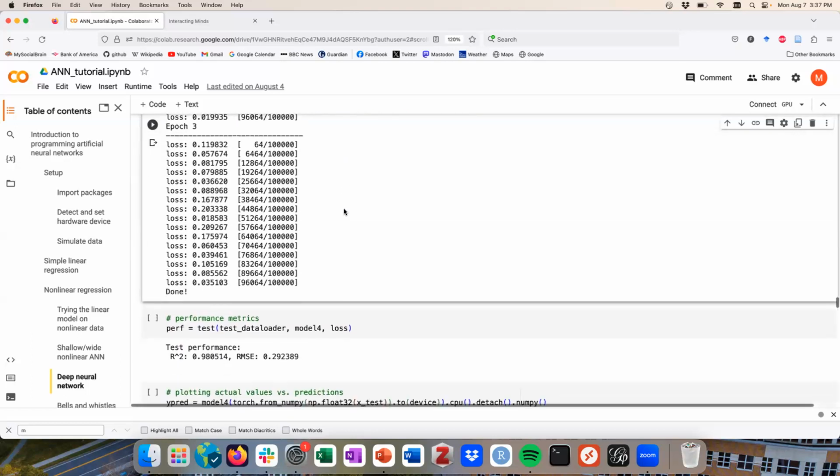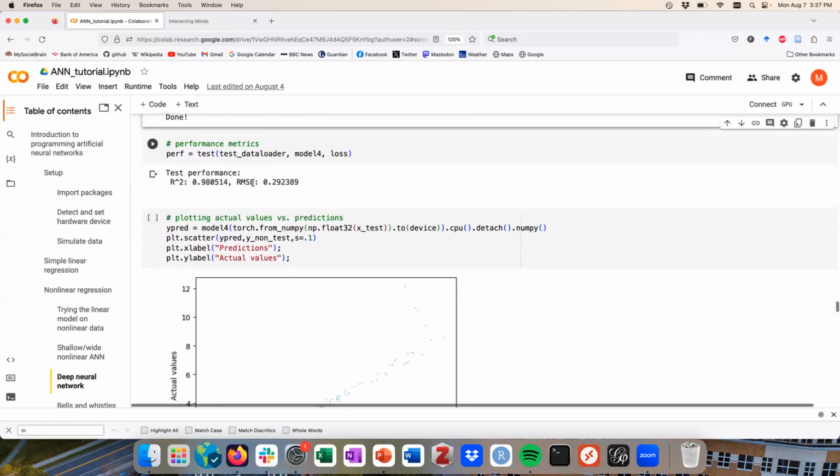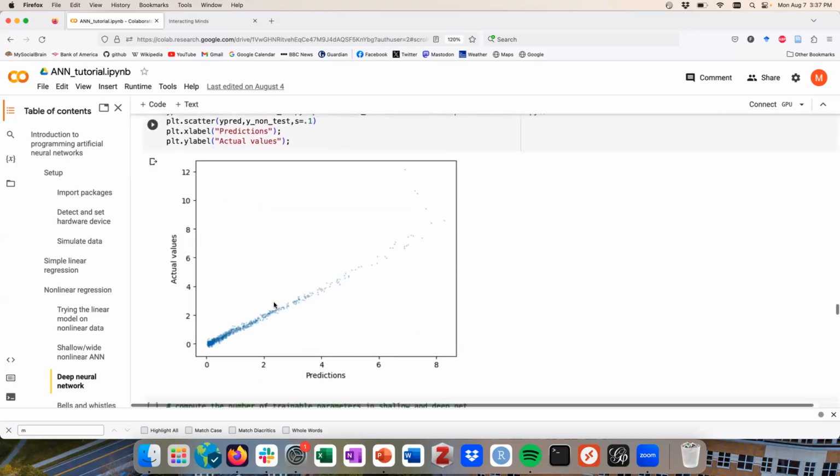And this is what I wanted to skip, which was training this. It doesn't take that long, but you can see this model does pretty well as well. It also gets up to 0.98 with a fairly low RMSE. Here's what the relationship looks like. Pretty linear, looks good.